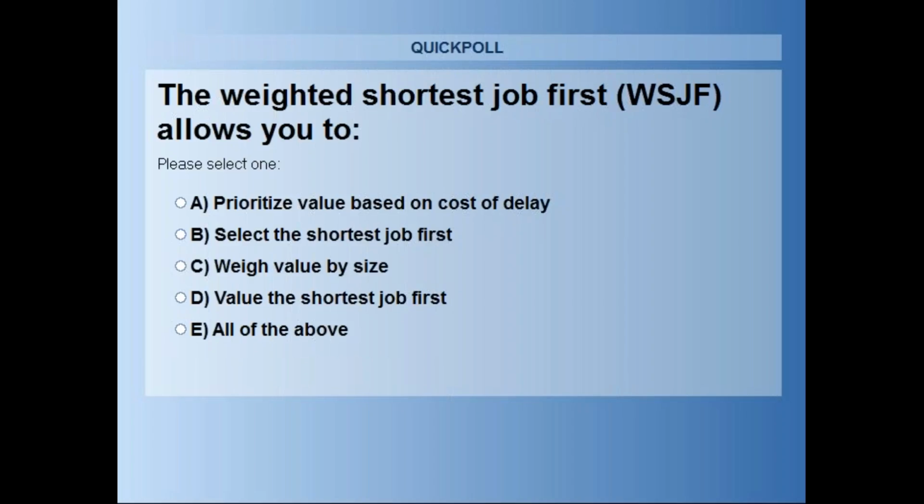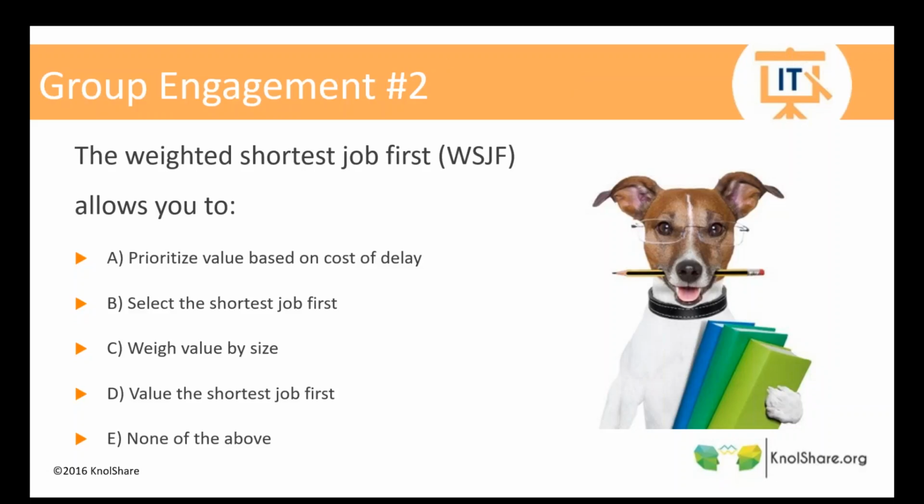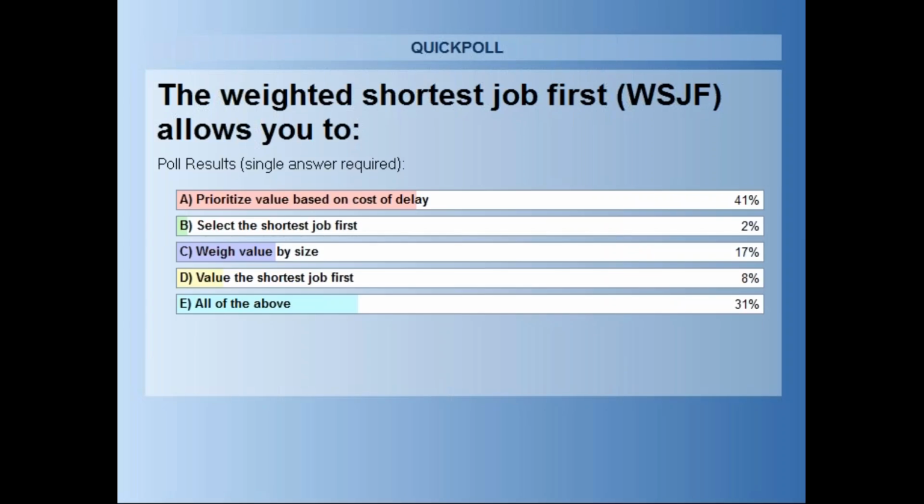All right. Let's go ahead and close our poll and share some of these results. So it looks like 41% chose A, prioritize value based on cost of delay. 2% chose B, select the shortest job first. 17% selected C, weight value by size. 8% chose D, value the shortest job first. And 31% said E, all of the above. And the correct answer is A. All of you who selected A, you did a great job.